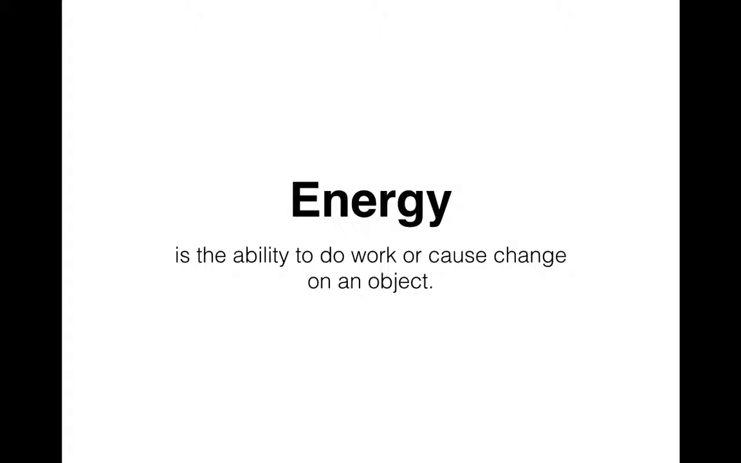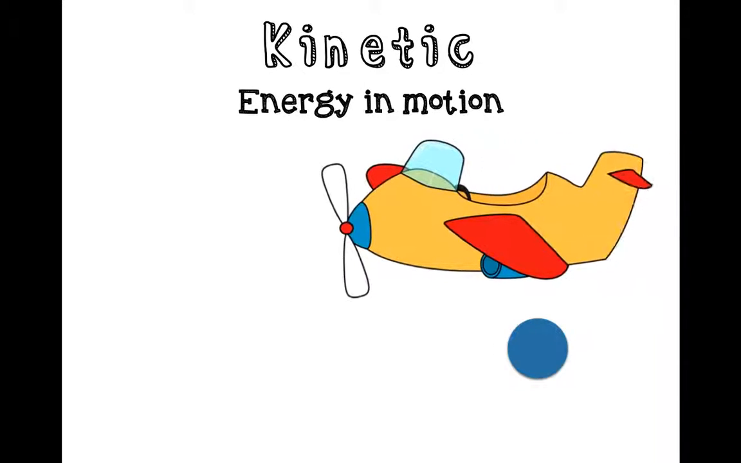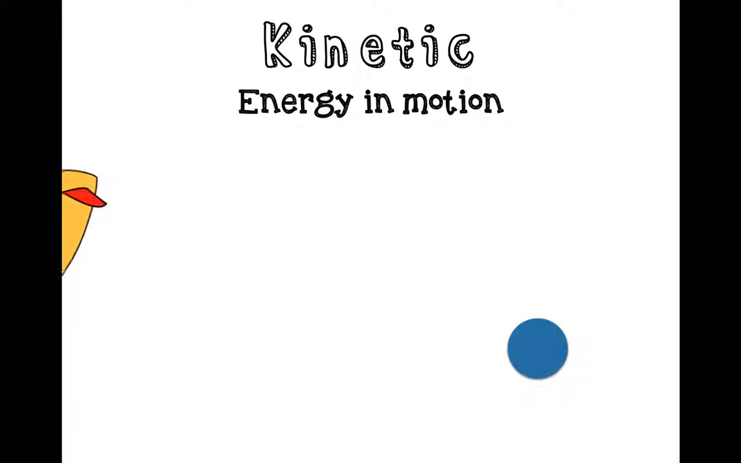There are different types or forms of energy. We have light energy, thermal energy, wind energy, and hydroelectric energy, but we'll talk about that at a later time. Now, there are two kinds of energy. The first one is called kinetic energy, and that's energy in motion. So anything that moves has kinetic energy. The ball and the airplane that flew across the screen both possess kinetic energy because they were moving.